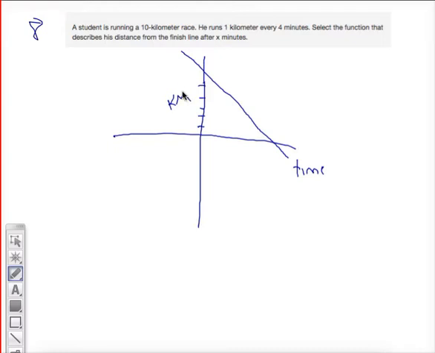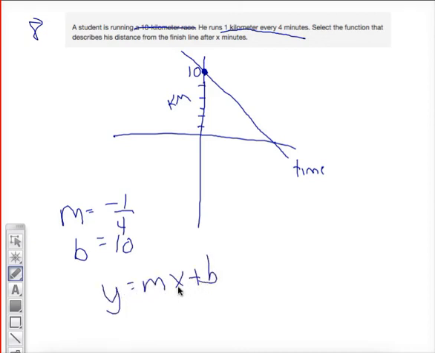The y-axis in this case is going to be the distance, and the x-axis is going to be time. By the end, he's done. It says 1 kilometer every 4 minutes, and it's getting closer and closer to the finish line. That means the slope is -1/4. The y-intercept is his start point, and his start point was 10 kilometers. It was a 10-kilometer race. So our start point, or b, is 10. Our equation is y equals mx plus b, so y equals -1/4 x plus 10. And that would be it.